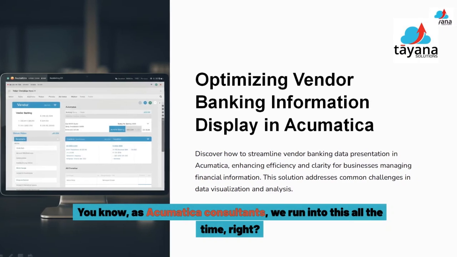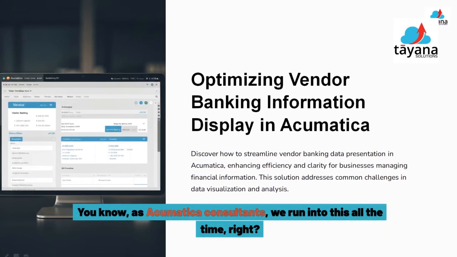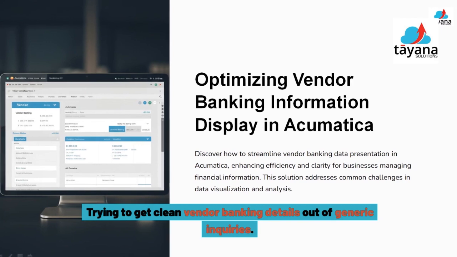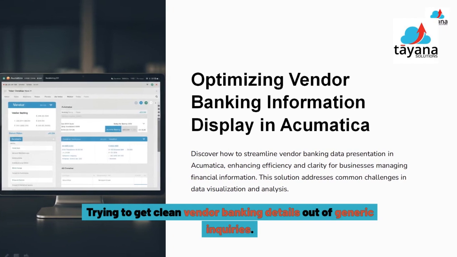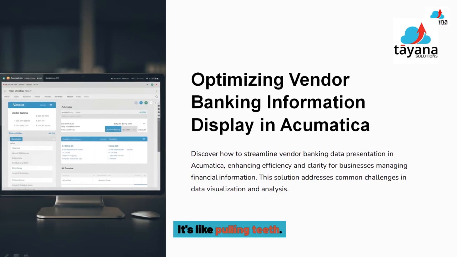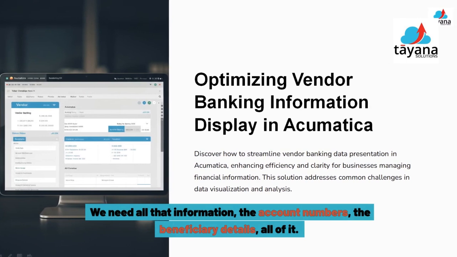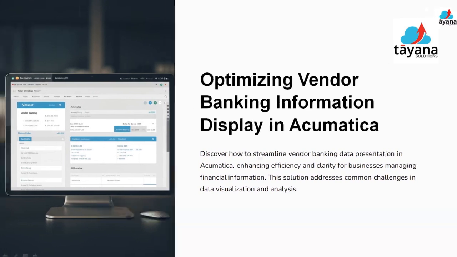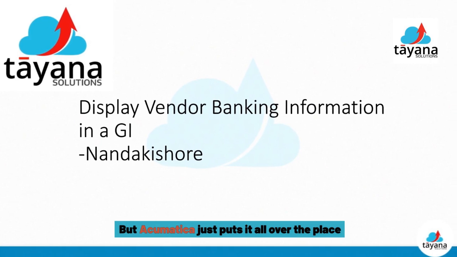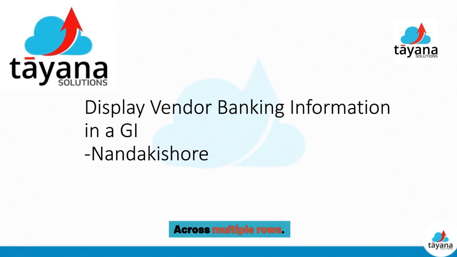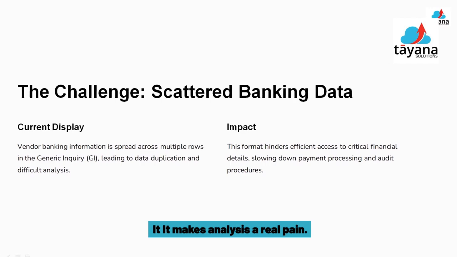As Acumatica consultants, we run into this all the time, right? Trying to get clean vendor banking details out of generic inquiries. It's like pulling teeth. We need all that information, the account numbers, the beneficiary details, all of it. But Acumatica just puts it all over the place, in different rows. Across multiple rows, it makes analysis a real pain.